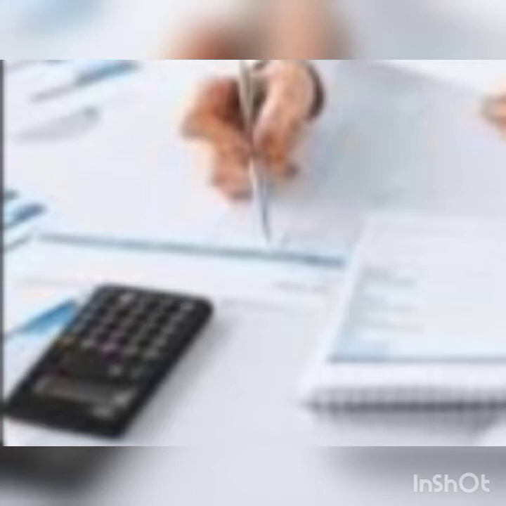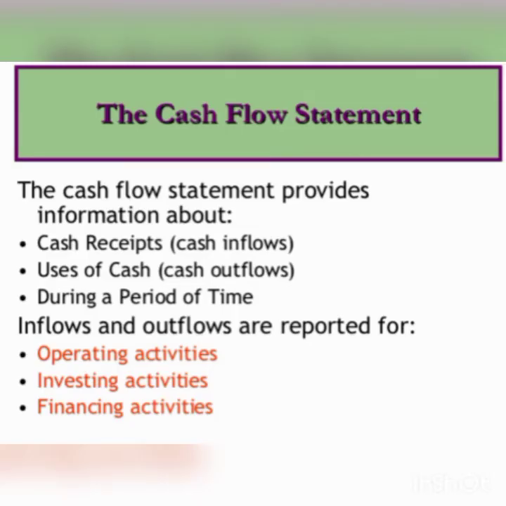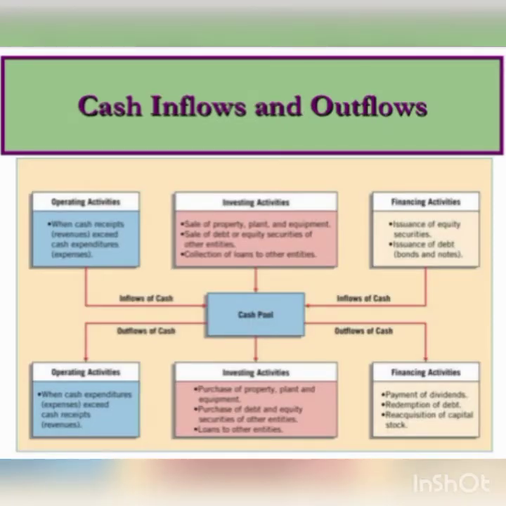These total transactions can be divided into three. First one, operating activities. Second one, investing activities. And third one, financing activities. According to Accounting Standard 3, issued by the Institute of Chartered Accountants of India, there are two methods for determining cash flow from operating activities: direct method and indirect method. The total transactions of a company can be divided into three: operating activities, investing activities, and financing activities.